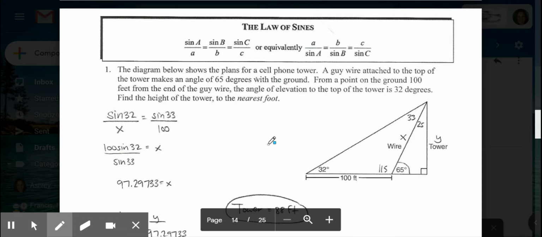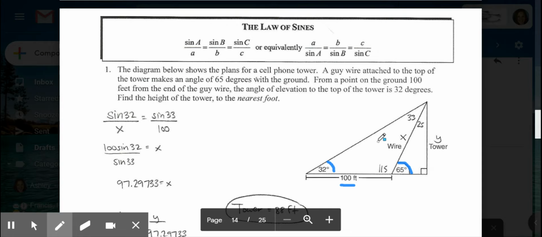Looking at this diagram, I'm going to mark the things you're going to start with. You know that this angle is 65 degrees. You know this length is 100. The angle of elevation from the ground to the top of the tower is 32 degrees. We want to know the height of the tower, so I called that y.